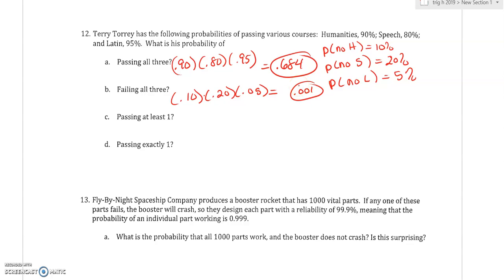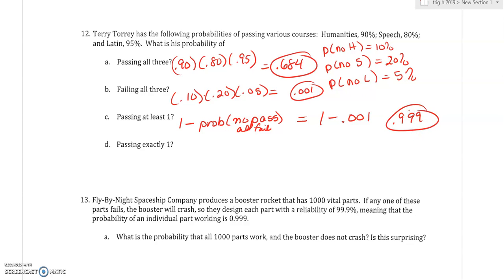Or the next one, passing at least one. Well, how about that's 1 minus the probability of, what would that be? Wouldn't that be 1 minus the probability of failing all of them? So 1 minus the probability of no pass, or all fail, right? Okay. So that would be passing at least one, because the complement of passing at least one would be failing them all.